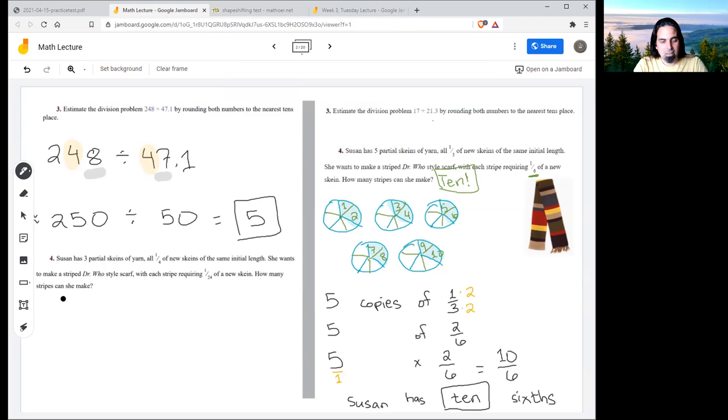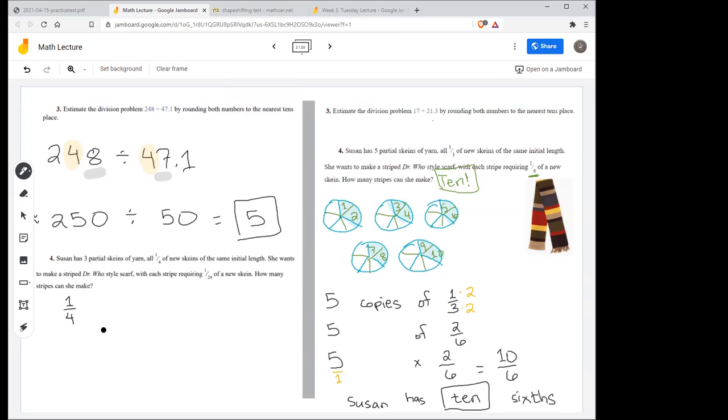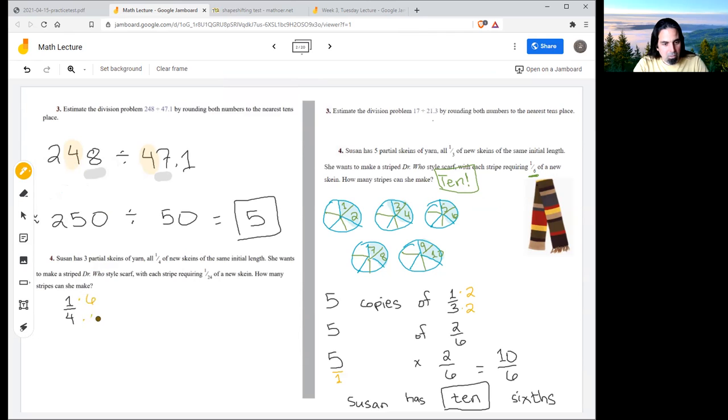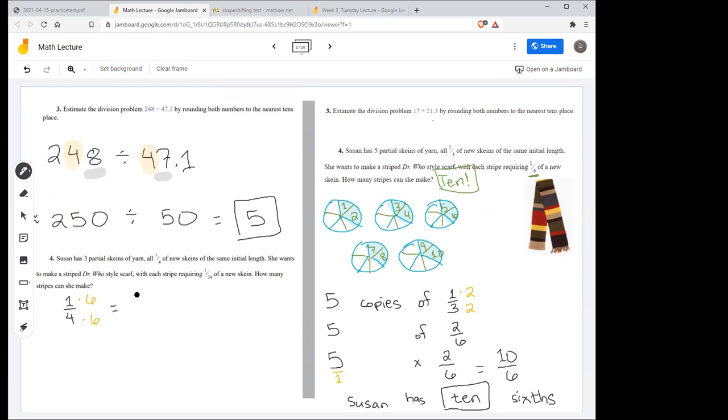Okay, so 1/4, and then I just times the top and bottom by 6. Okay. That is correct. Why did you do that, by the way? To get 24. Okay. To get the 1/24.